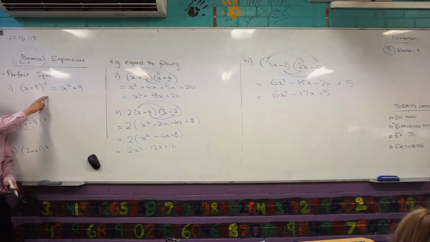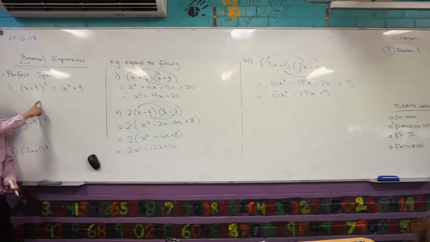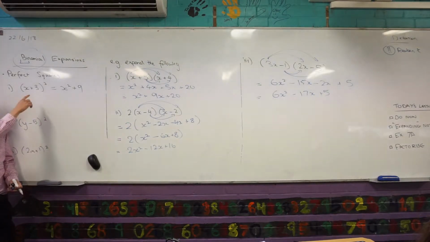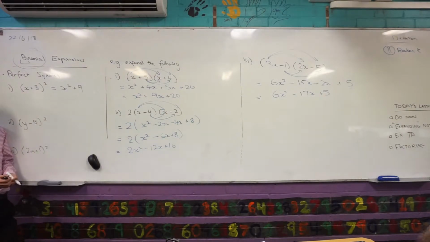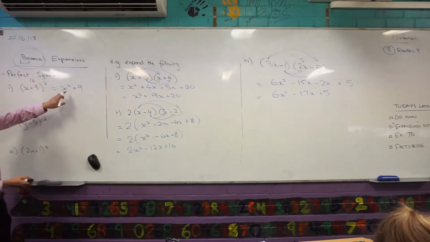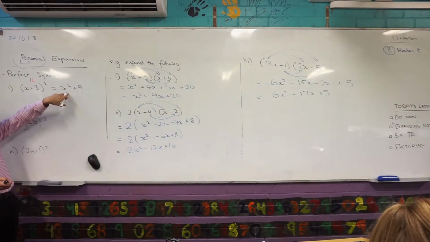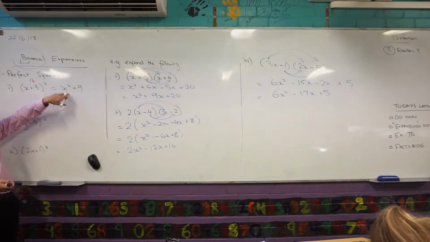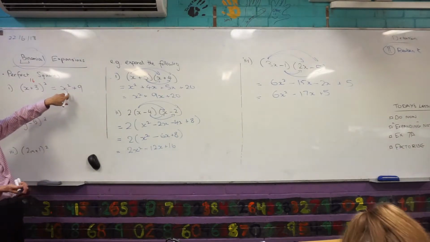But how do I actually check if this is correct or not? Put it in your calculator. Just use a simple number. Let's try with 1. 1 plus 3 is 4. 4 squared is 16. Okay. What about over here? What do I get if I put in x equals to 1? 1 plus 9. Which is 10, right?